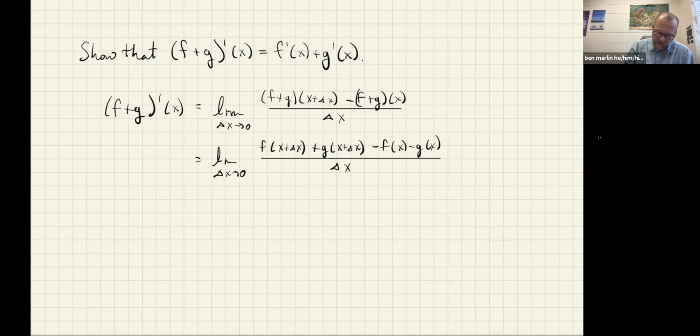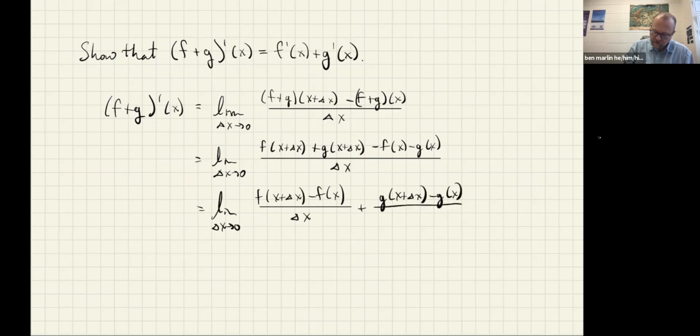So all that divided by delta x. If you rearrange it, then you got f of x plus delta x minus f of x. And I'm going to break that out on its own. And g of x plus delta x minus g of x. Break that out on its own. And we should remember that those are our definitions for f prime and g prime.